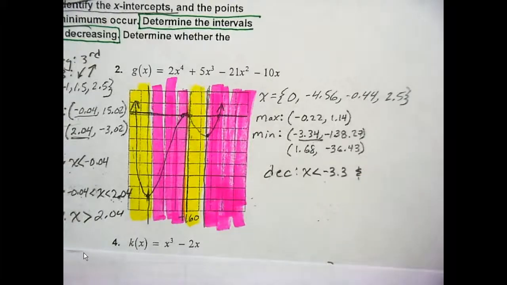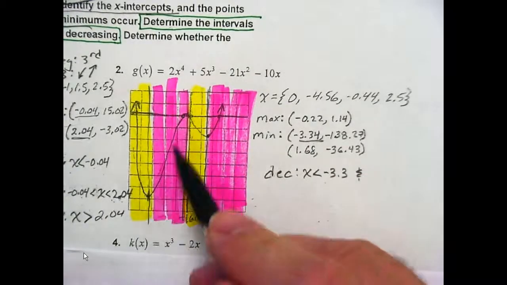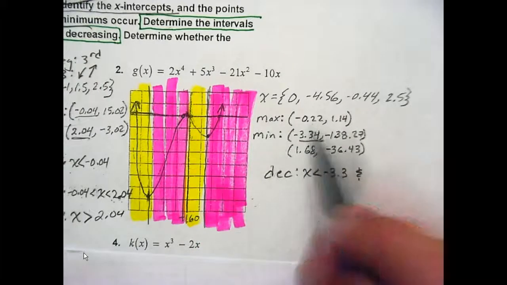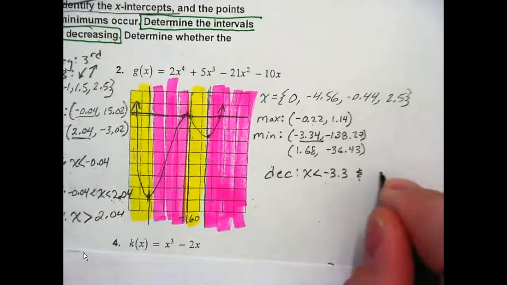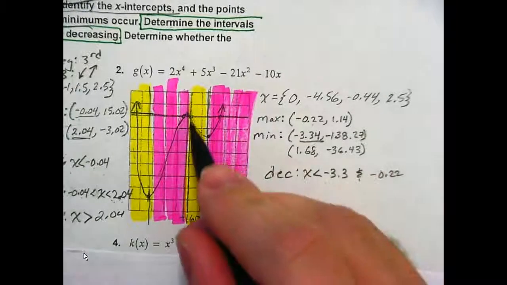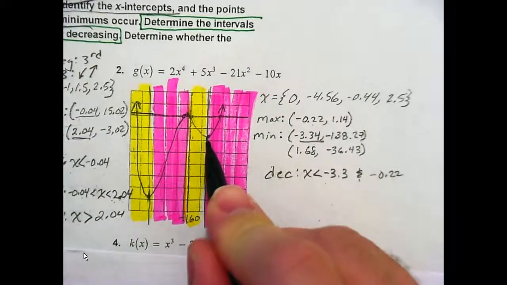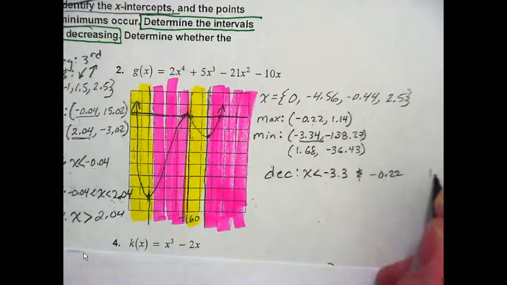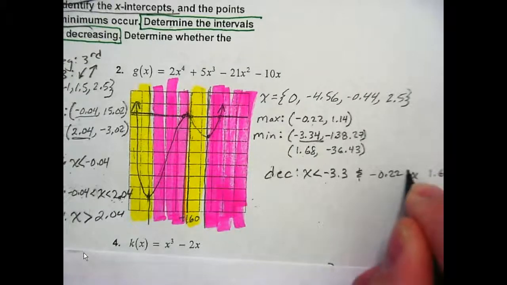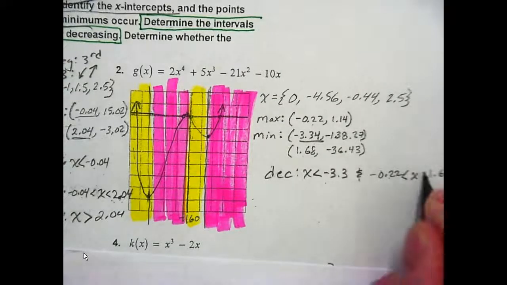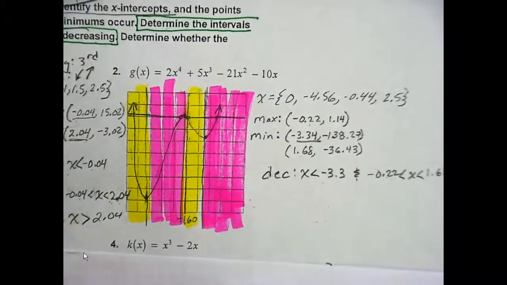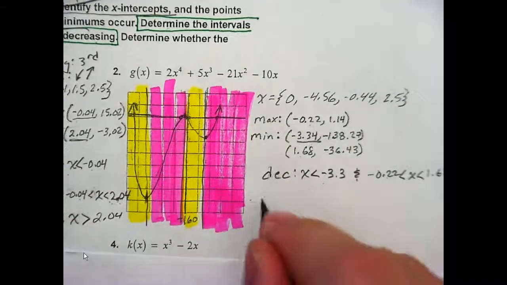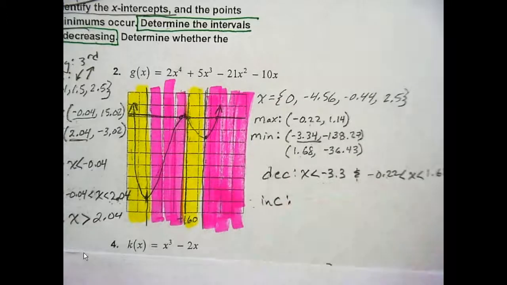And it also decreases when, so we're cruising along, we get to here and we start decreasing again. So this maximum was at negative 0.22. So from negative 0.22, it starts decreasing until we get to that point, which is a minimum at 1.68. So when x is greater than negative 0.22 and less than 1.68, it is decreasing. Okay. Any questions on the decreasing?